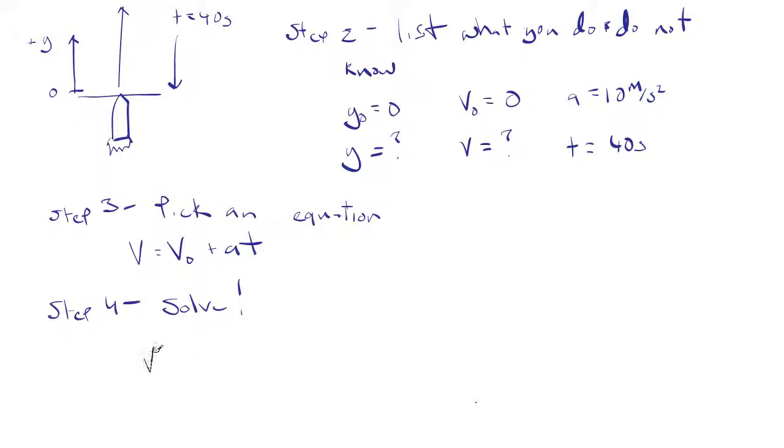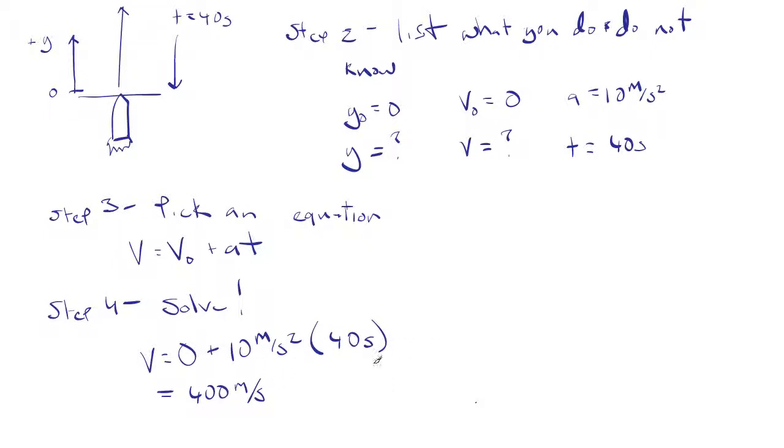So we know the velocity is going to be equal to the initial velocity, which is just 0, plus the acceleration, 10 meters per second squared, times the time, 40 seconds. Unless my math is wrong, I do believe that is 400 meters per second. All right, so my final velocity is 400 meters per second. Now, let me ask you this. What am I missing here?